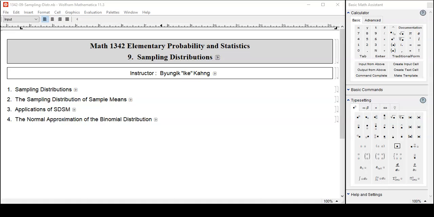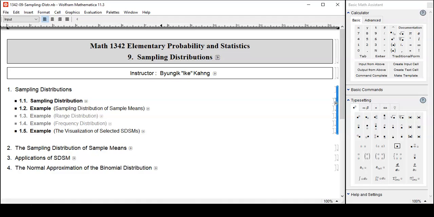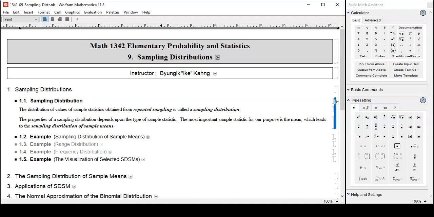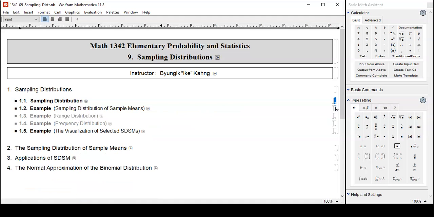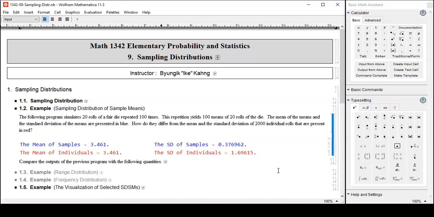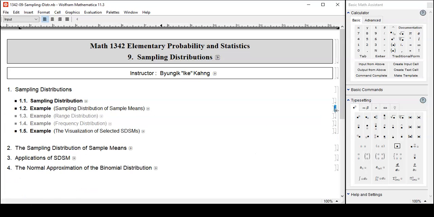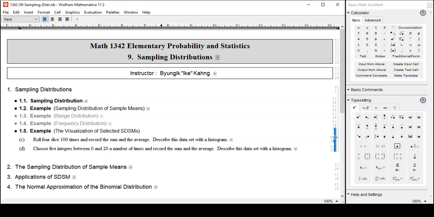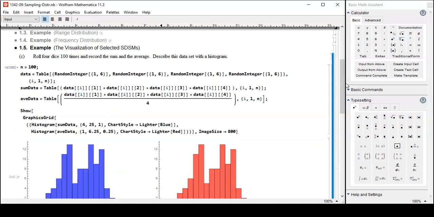Hello students, welcome back. In the first video, we talked about what we mean by sampling distribution, and we went through a couple of examples of sampling distribution of sample means, once in a simulated experiments problem, and then a couple more times in visualization problems.